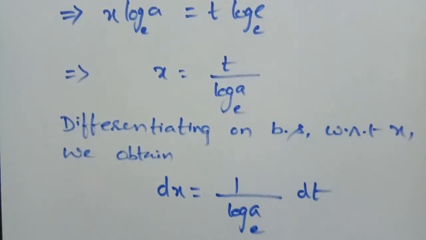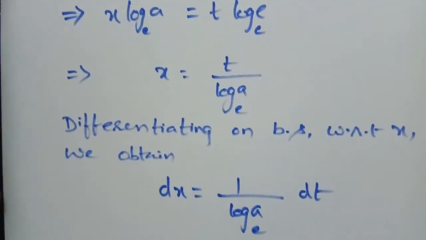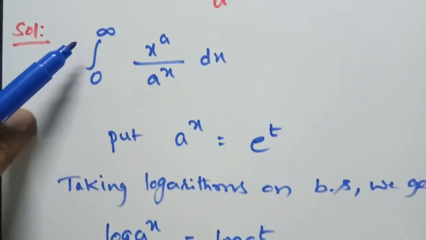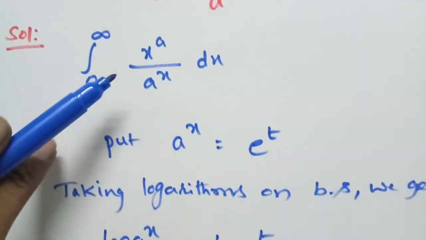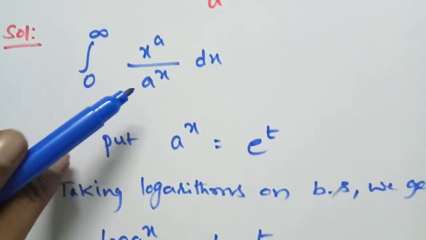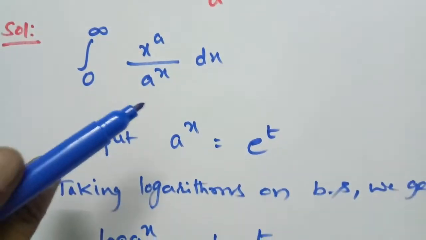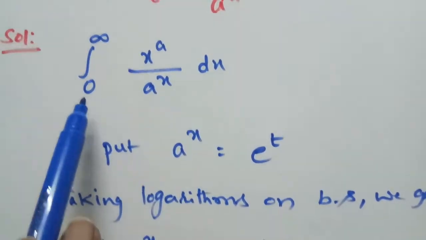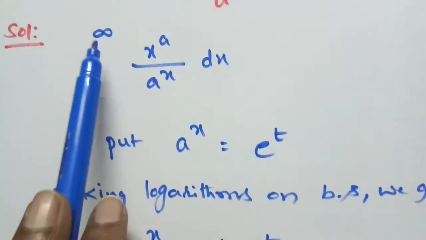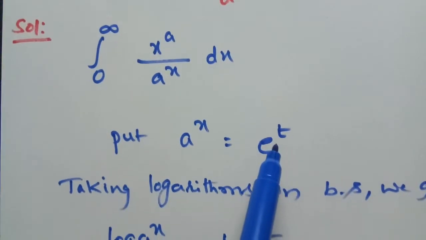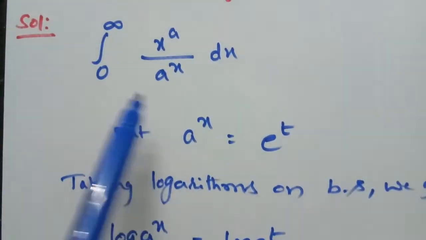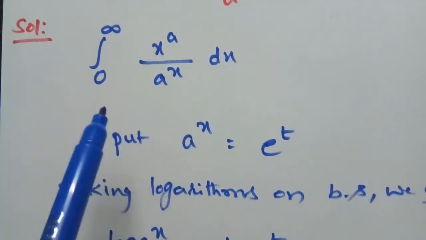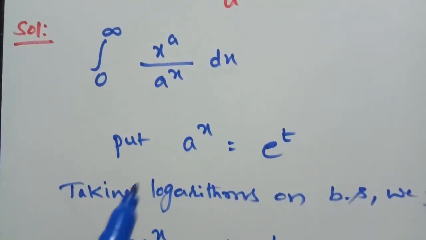Now what about the limits? Here the lower limit of x is 0, and the upper limit of x is infinity. We are changing the variables from x to t. When x is equal to 0, what is the limit for t? When x is equal to infinity, what is the limit for t? We are transferring the integration from the variable x to t.